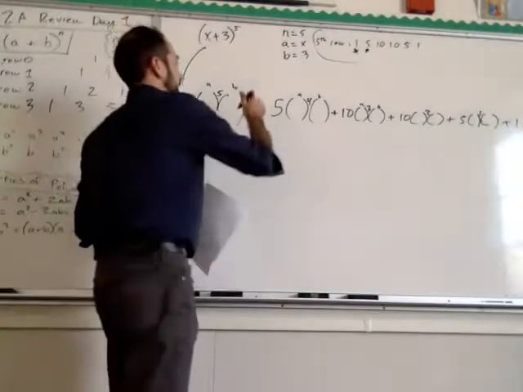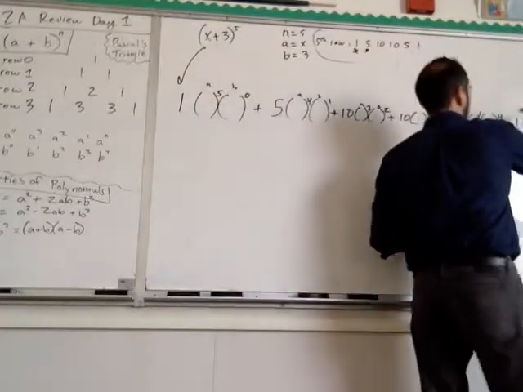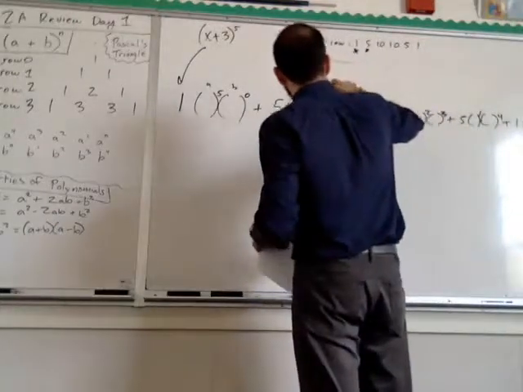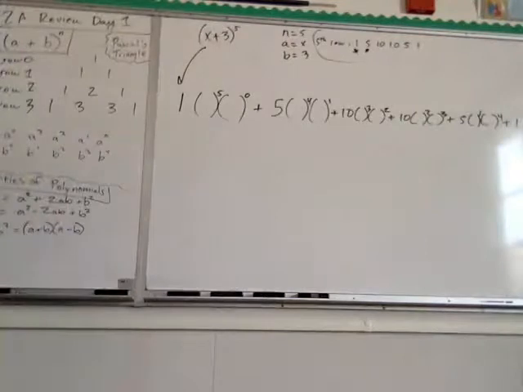So here I'm going to go with 0, 1, 2, 3, 4, 5. I'm just going to get rid of these a's and b's because they're kind of getting in the way. So far, so good.